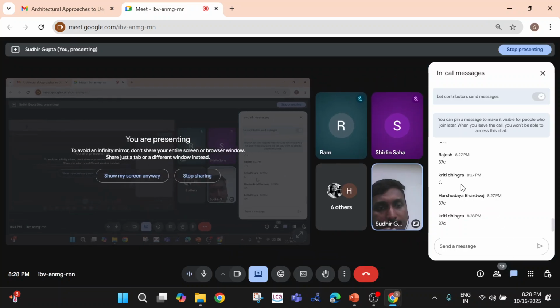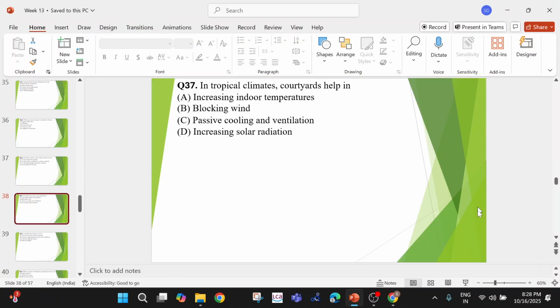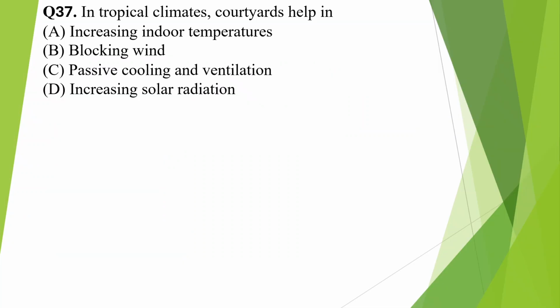So as I can see, Rajesh has given the answer first, then Kirti, and then the rest. Also, if they want to add, then they can add. Okay, so the rest are waiting for the correct answer to be revealed. The correct answer is already mentioned in the chat box, guys. It's option C.